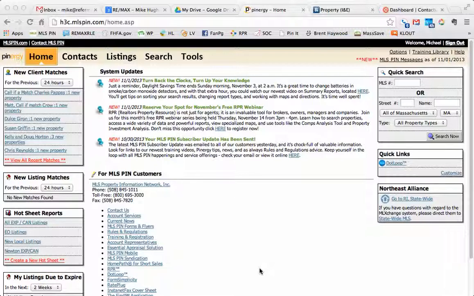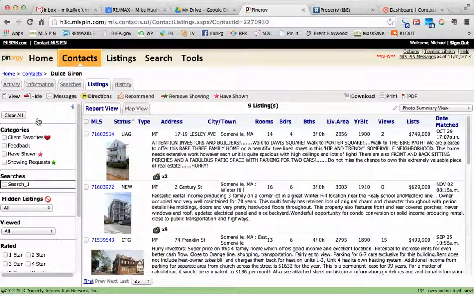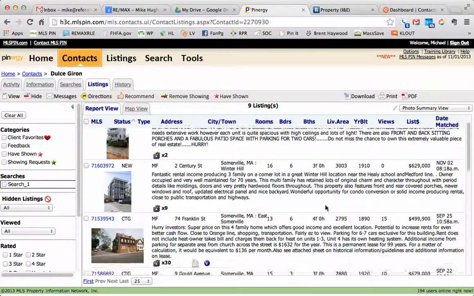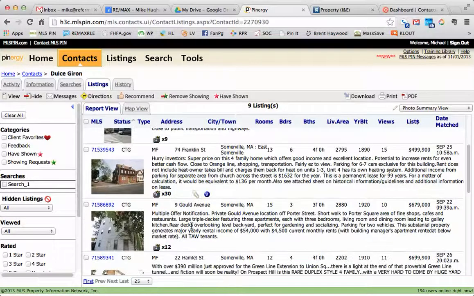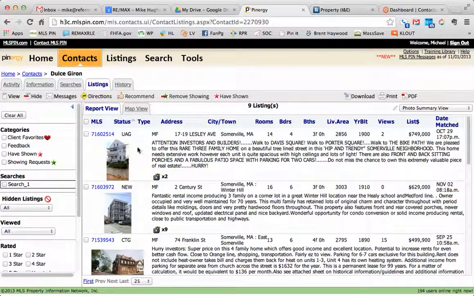Right now I'm literally logged into the multiple listing service. This is the part of the system that agents log into. It's not too fancy, it's kind of a technician sort of looking website, but the key thing that I want to show you is a little bit about what we see. As agents, we're looking on the back end and we're seeing these different statuses, and just looking through here you can see that this property UAG means under agreement.